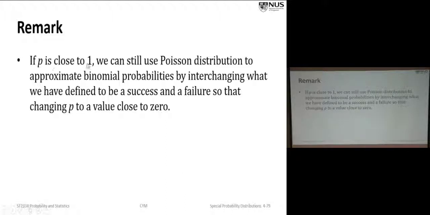Okay, so if p is close to 1, we can still use the Poisson distribution as an approximation to a binomial distribution. Remember, I say x is binomial n, p, so n big, p small. But if p is close to 1, you just reverse the success and failure roles, and then you have the case where p is small. So you can still apply the Poisson distribution. The worst scenario is that p is somewhere around 0.5. It's not that small, not that close to 1, and then the approximation is not that good.